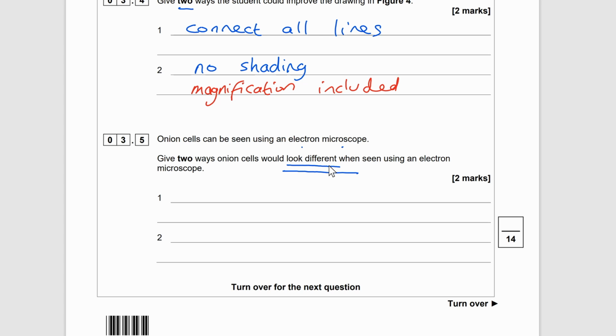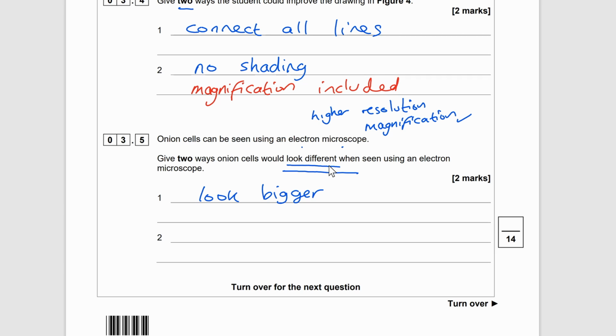So what do we know about our electron microscope? Well, it has a higher resolution and it has a higher magnification. So what does that mean now? If we have our onion cells viewed under an electron microscope, well, it would look bigger. And then that's the job of the magnification being greater.